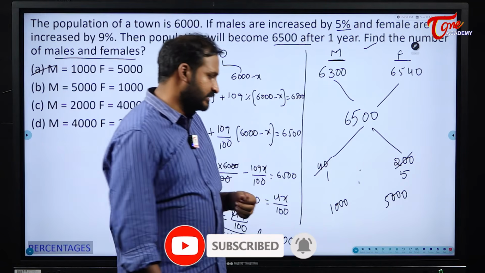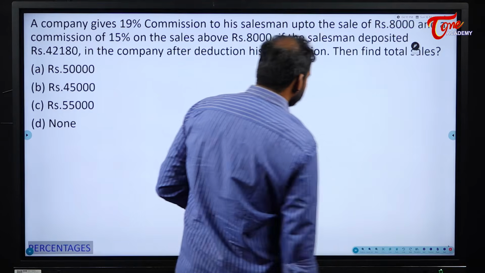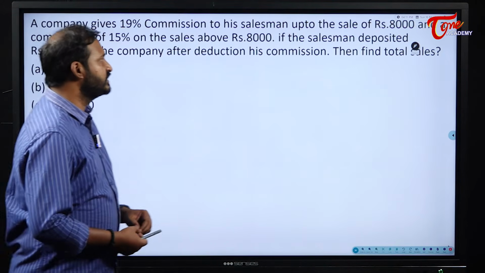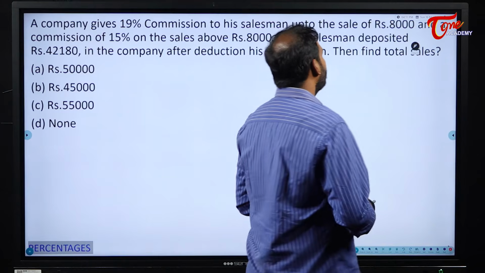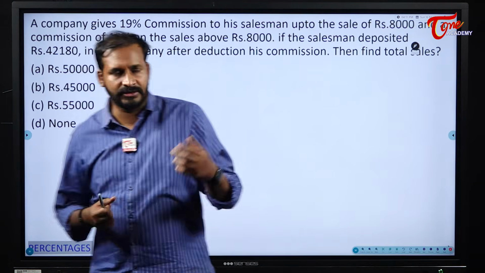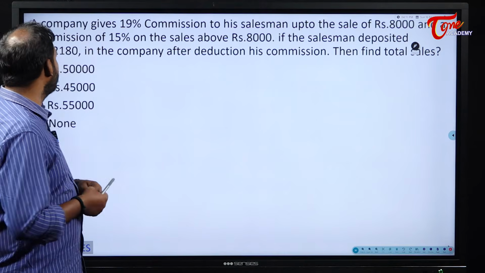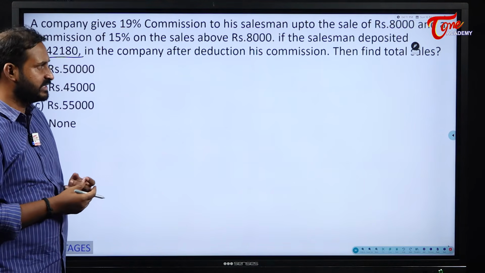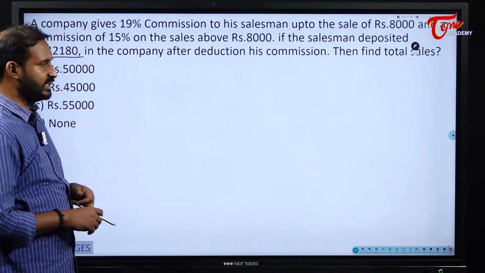Okay, next one. A company gives 19% commission to its salesman up to the sale of rupees 8,000 and a commission of 15% on the sales above 8,000. If the salesman deposited rupees 42,180 in the company after deducting his commission, find his total sales.